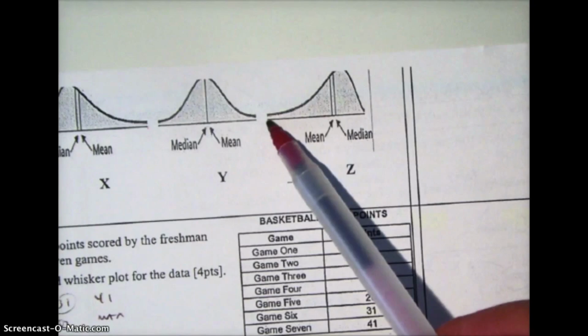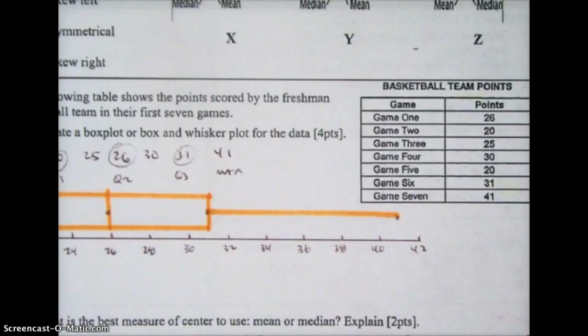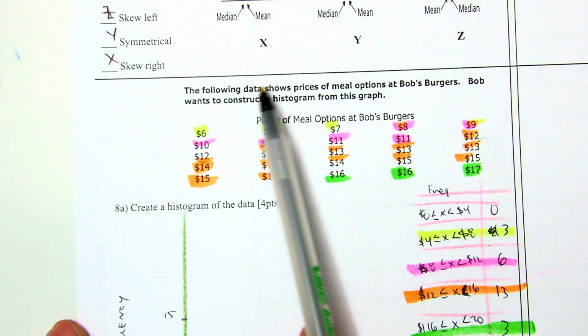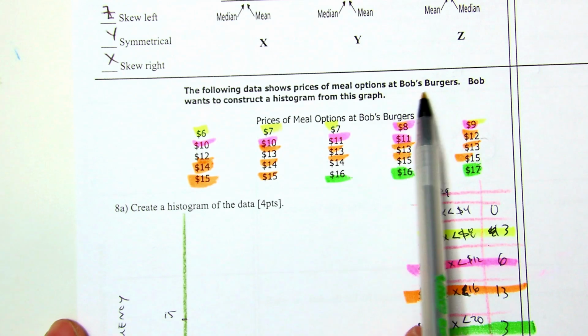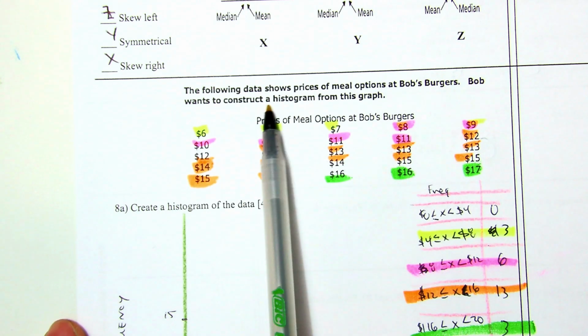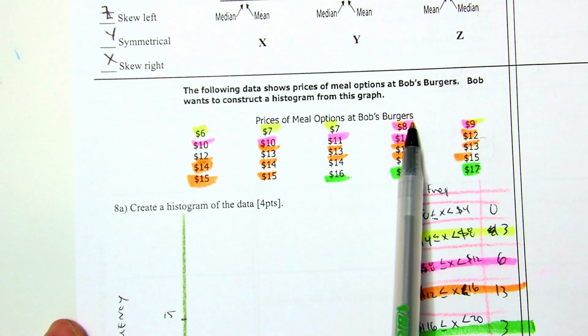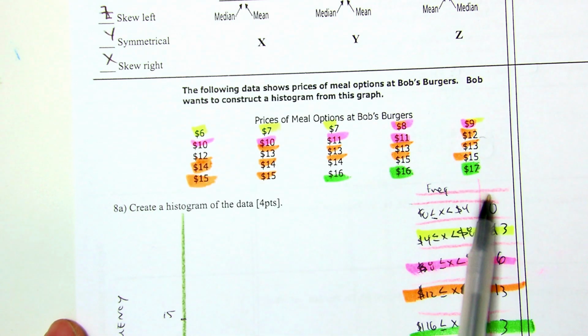All right, question number 9. All right, for question number 8, the following data shows the prices of meal options at Bob's Burgers. Bob wants to construct a histogram for this graph. The prices of their meal options at Bob's Burgers, and here are all of them.